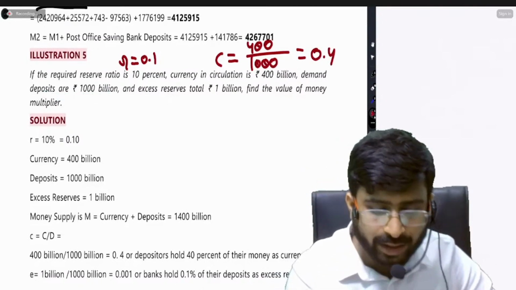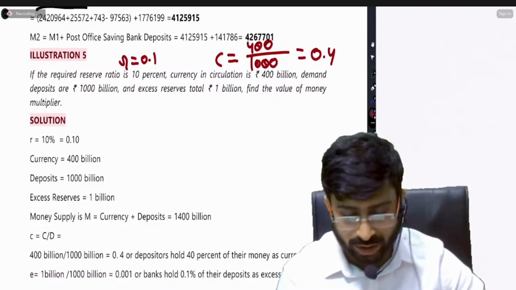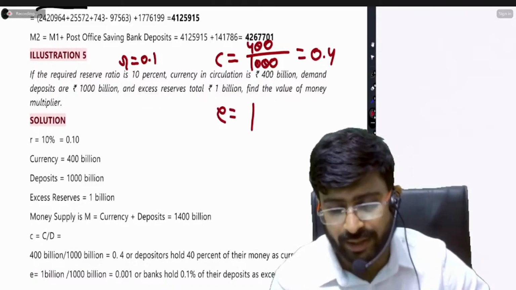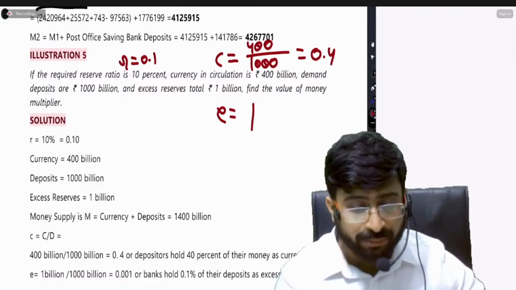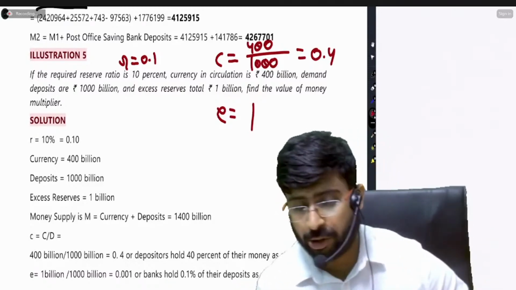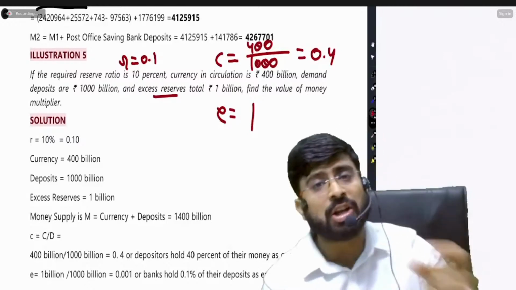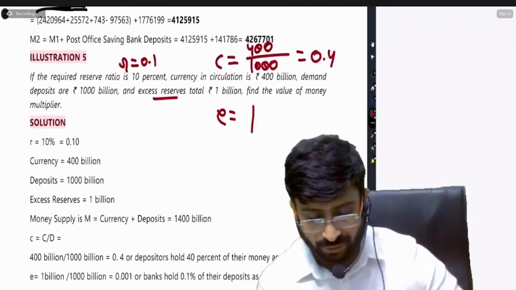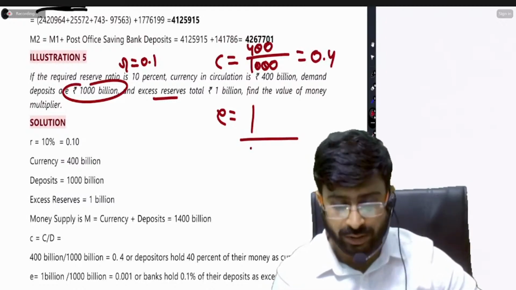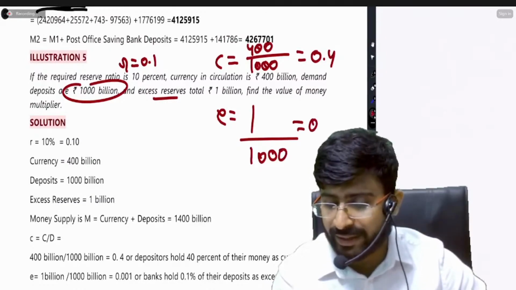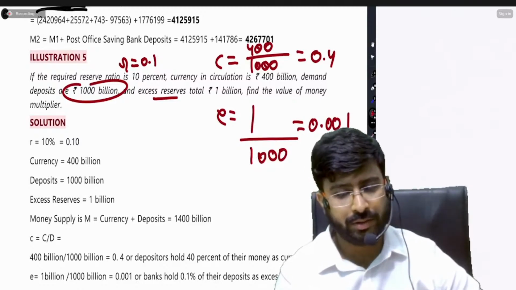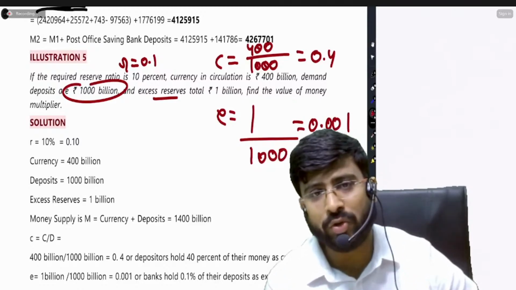Next, demand deposits are 1000 billion again. Excess reserve E is 1 billion. 1 billion is the amount; we have to find the ratio. So we always find the ratio with total deposits. What is the total deposit? 1000. So 1/1000, that gives us 0.001.